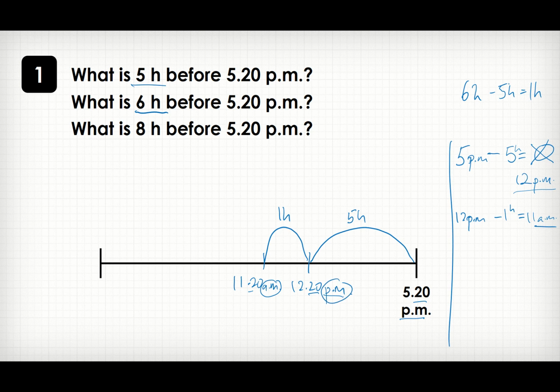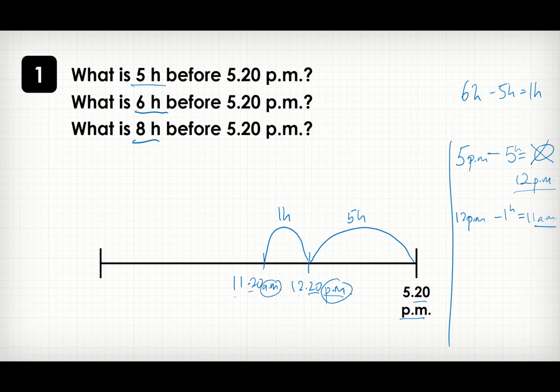However, take note of this. Here is where a lot of you will make a mistake, because we are crossing over from AM to PM or PM to AM. So remember, whenever we change from 12 to 11, we always change AM or PM. And vice versa, the other way around as well. 11 to 12, we also change AM to PM. This is always a crucial part that you must remember.